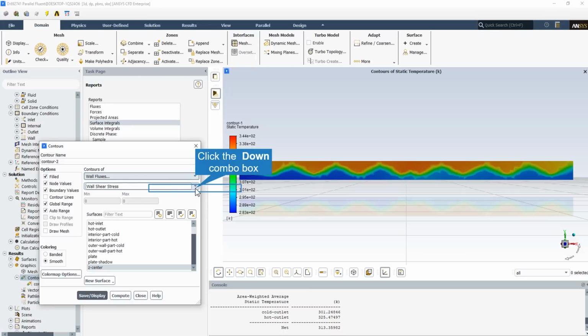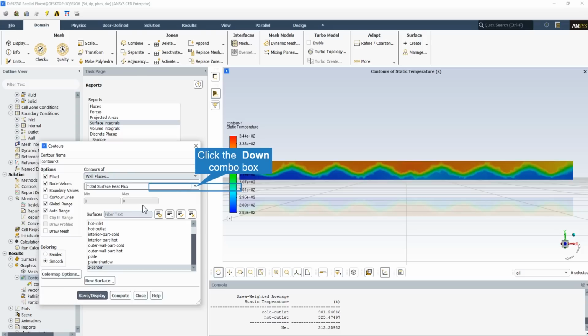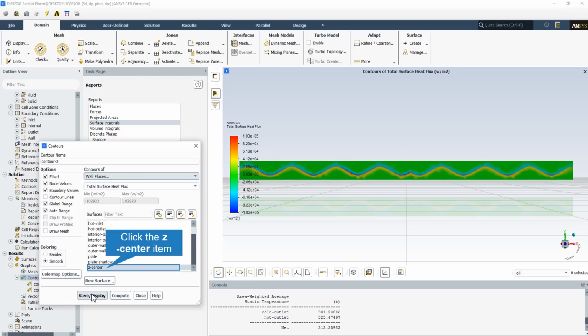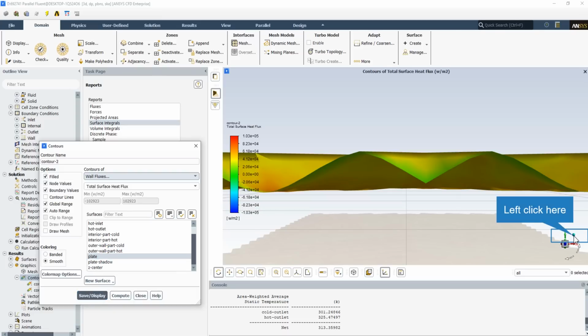One of the most important parameters and results that should be checked in plate heat exchangers like this simulation of Chevron is the wall fluxes. Wall or Chevron plate total surface heat flux can be obtained this way.